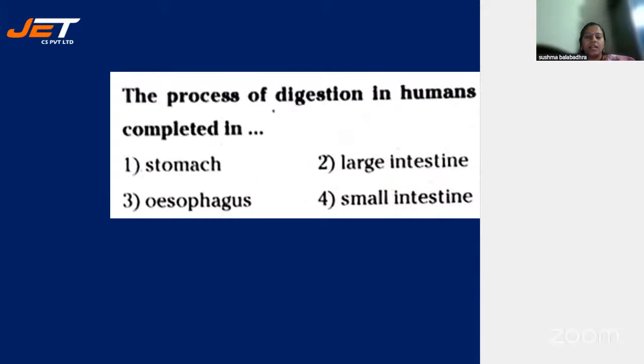Okay. Next question, students. The process of digestion in humans is completed in: stomach, large intestine, esophagus, small intestine. Now give me your answers.